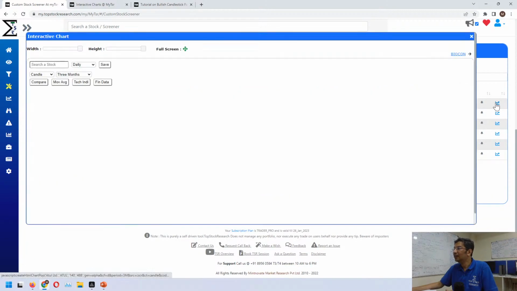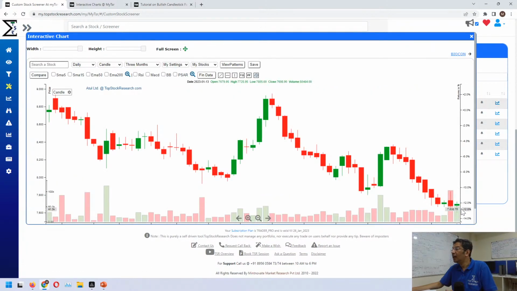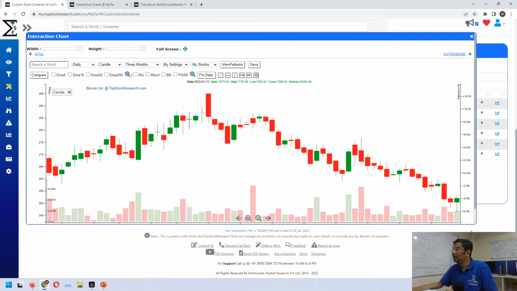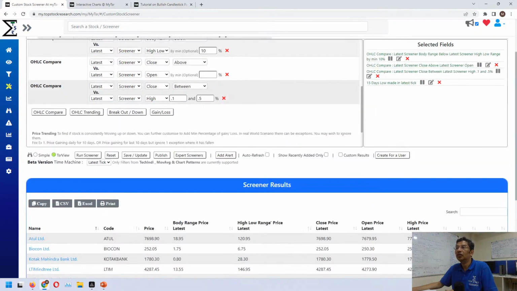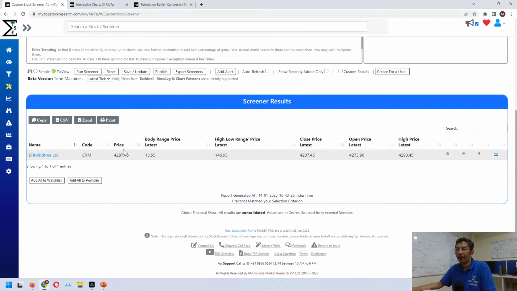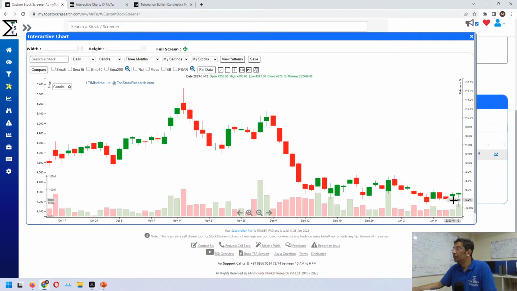So when you look at this, what you have found is almost like a hammer at a downtrend, right? You can reduce this thing. 0.5 is pretty large, so let's reduce it to 0.2 to see if we get anything. You find LNT Mindtree, right? So this is where it is, almost at a downtrend, this thing is formed. So gradually you can fine-tune your strategies.